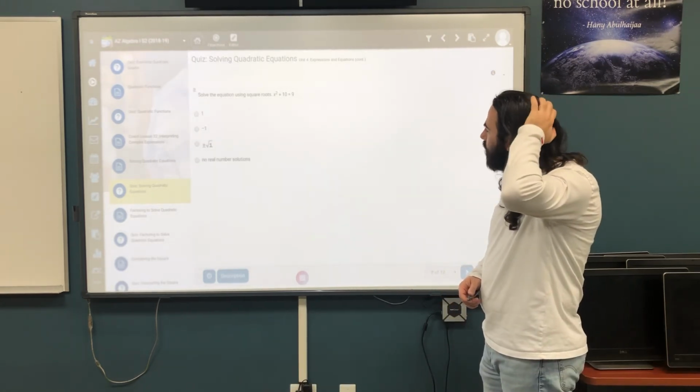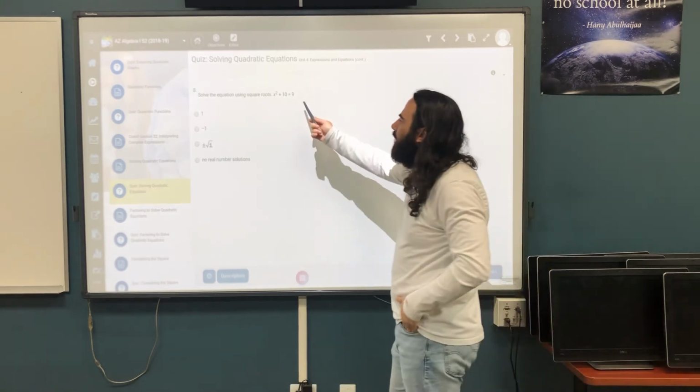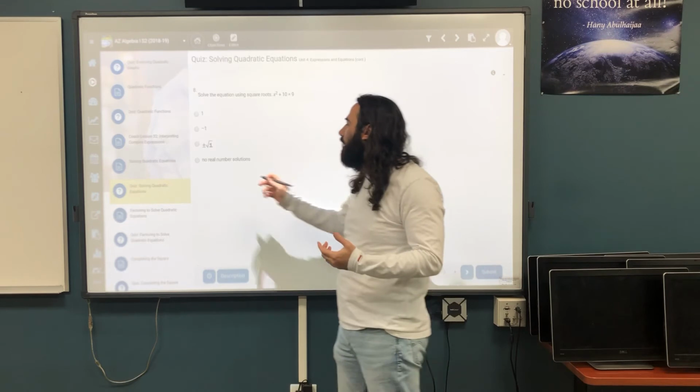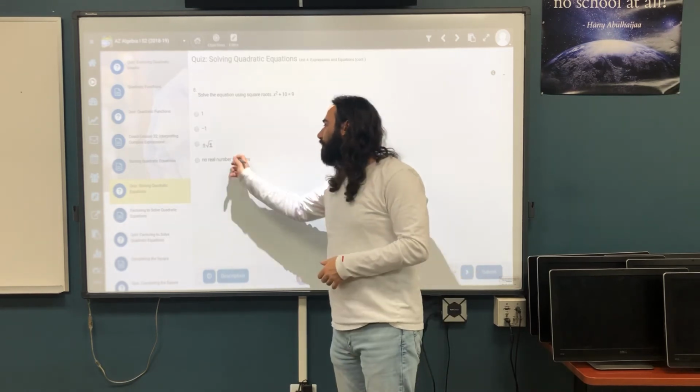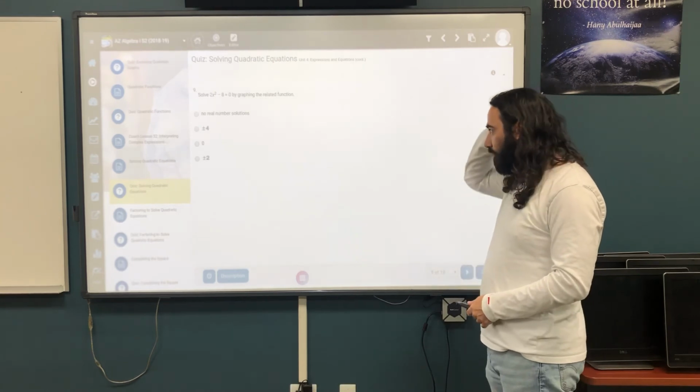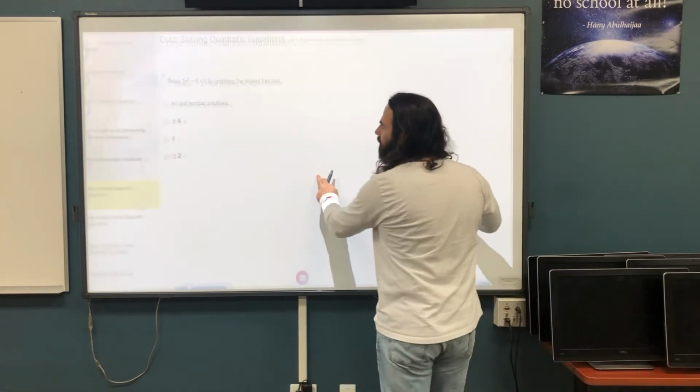Solve the equation using square roots, the same thing, we subtract 10. In this case also it's going to be negative. When you do the square root of a negative, we don't have a solution. Remember, we don't have real numbers for the square root of a negative. Also this one, so let me solve this one.